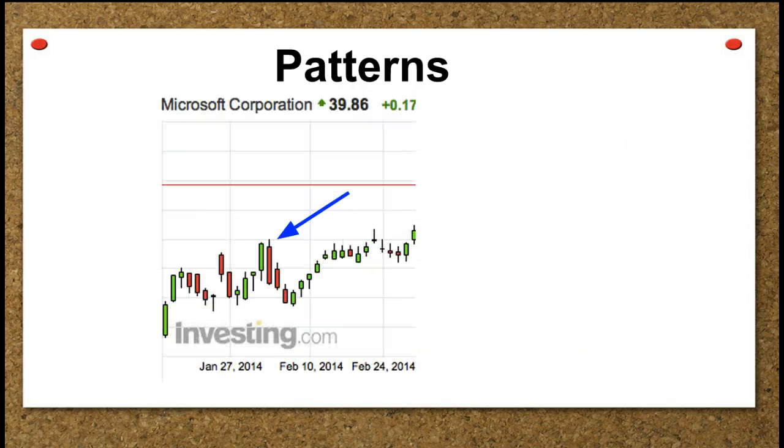How about this one? This is Microsoft. What does this look like? This should look familiar, but pause and think about it. All right, well, once again, we have bearish engulfing. We have an upward trend followed by this red candlestick that engulfs the green one. This is bearish engulfing. In other words, it means we're shifting from a bull market to a bearish market.